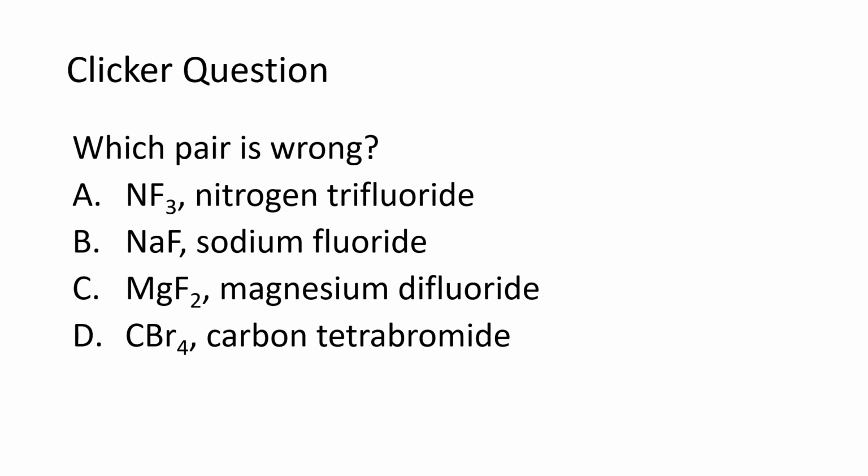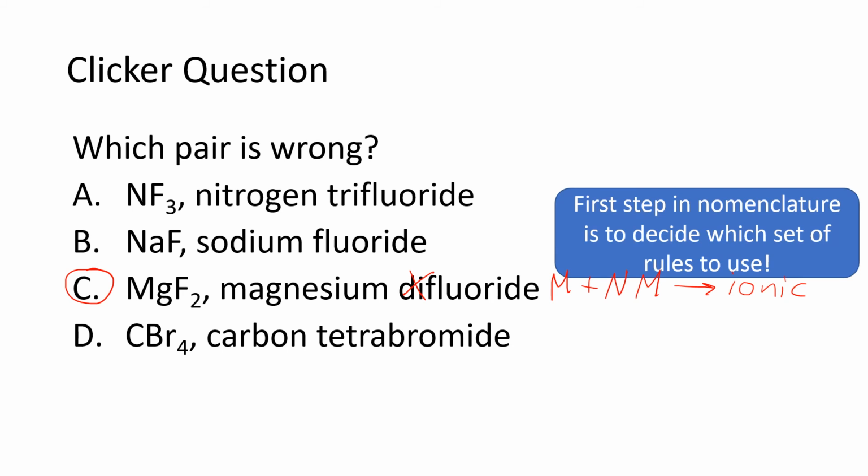Okay, hopefully you came up with an answer of C. Why is this wrong? This is wrong because magnesium and fluorine are a metal plus a nonmetal, which means that it's an ionic compound, and we do not use numerical prefixes with ionic compounds. You always have to make sure that the first step is deciding what kind of compound it is, so you use the right rules.